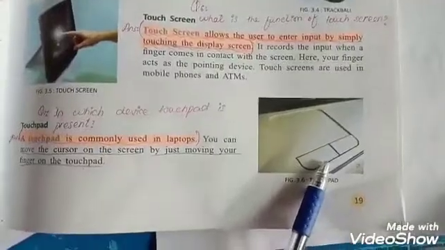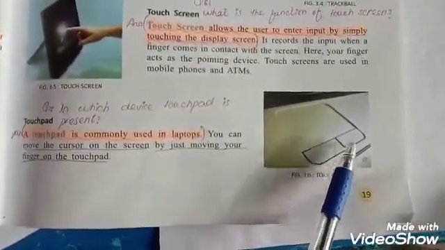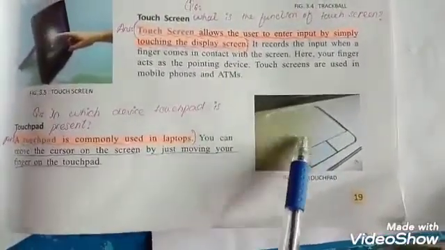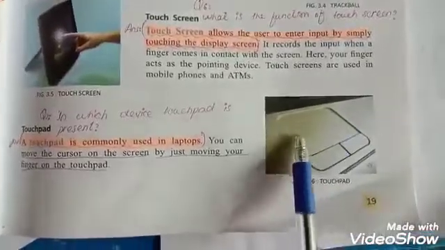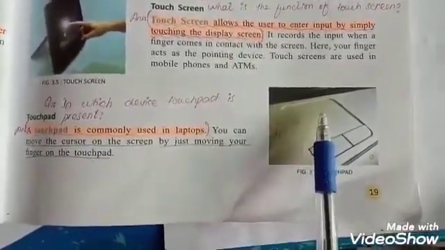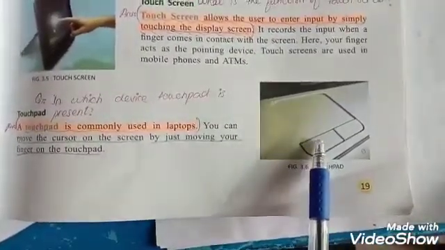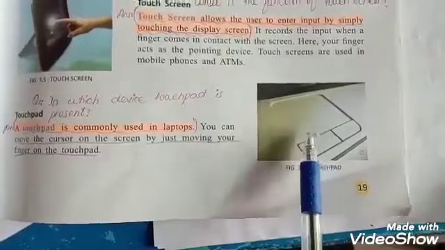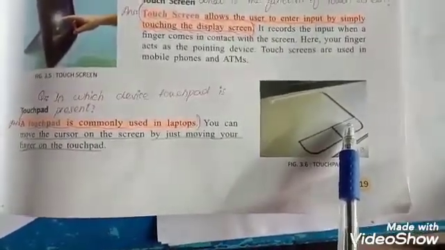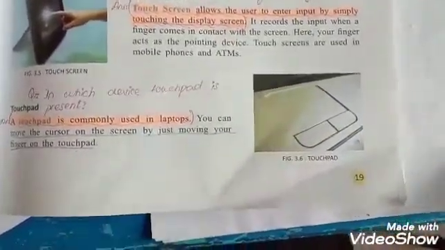Next one is touchpad. Touchpad working is similar to a mouse. It contains 2 buttons, and this pad works similar to a scroll bar. We can control the movement of the cursor by controlling the movement on the pad, and by using the left button we can open a file or select it, and by using the right side we can see the information of the related application.